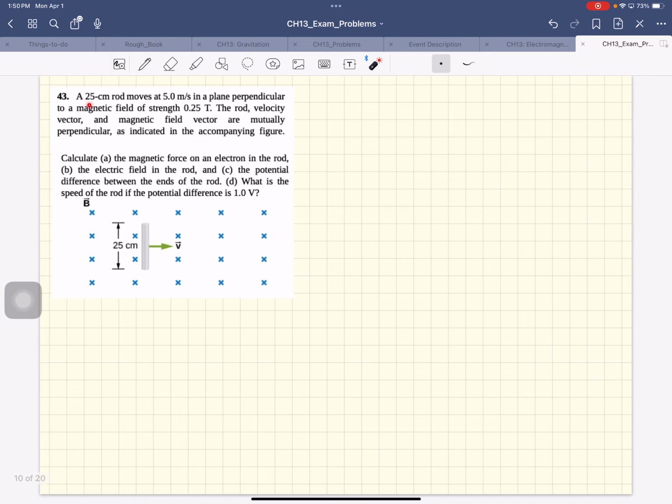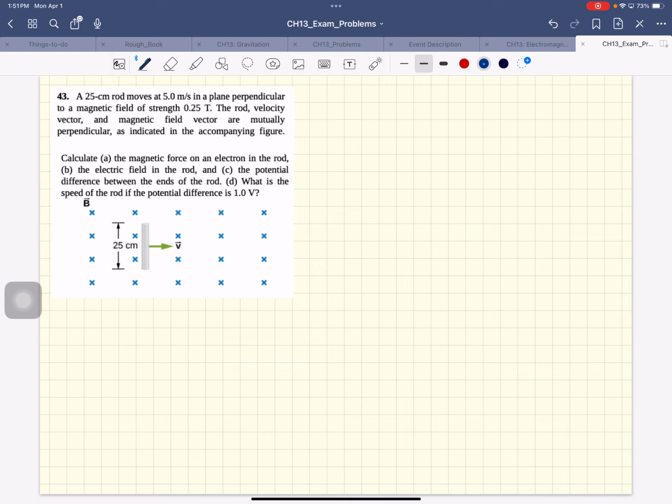A 25 centimeter rod moves at 5 meters per second in a plane perpendicular to the magnetic field of strength 0.25 Tesla. The rod velocity vector and the magnetic field vectors are mutually perpendicular, as indicated. Calculate the magnetic force on an electron in the rod.